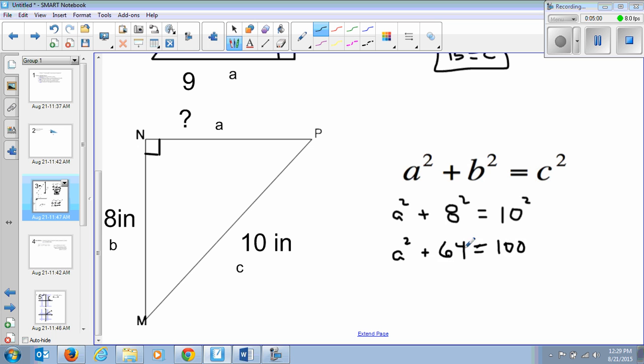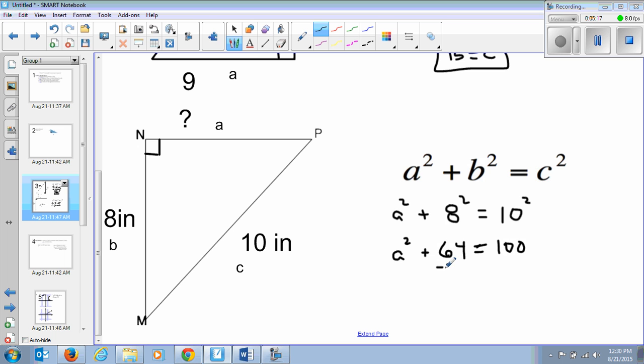64 and 100 are not on the same side of the equal sign. So we must remove this stuff that's with a over here. We've got to get rid of the plus 64. We've got to get rid of the square. So first, I get rid of the plus 64. I subtract 64 from both sides.